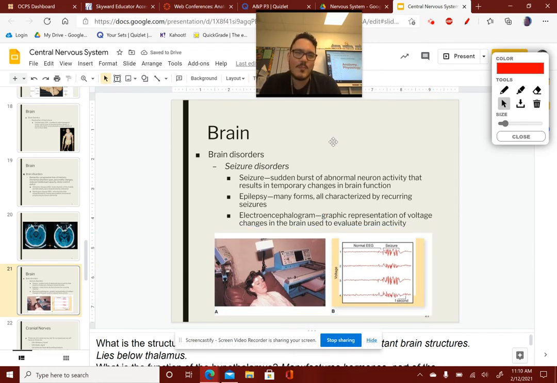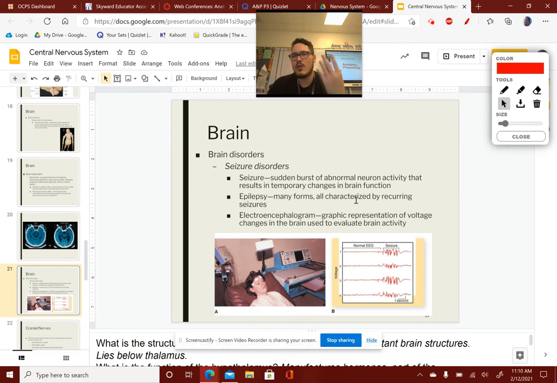there's one last group that we need to discuss: seizure disorders. Seizure disorders, by definition, is a sudden burst of abnormal neural activity that results in temporary changes in brain function. So that includes epilepsy, which is one of the most predominant forms of seizure disorders. It's just characterized by recurring seizures.